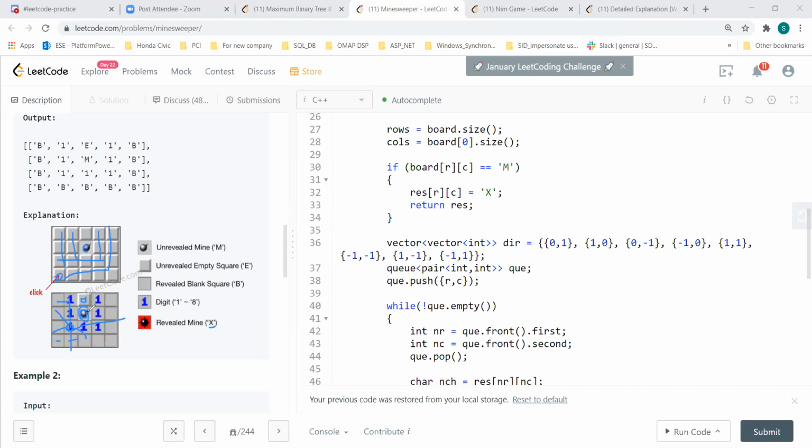No, I don't think so. The mine always stays as is because we are not changing the mine here also. So you have to look for only E, not for M. Whenever you click exactly on M, at that time only you have to reveal that M, and then you put X in that particular location. That's the only thing. So it will show this way in the game.